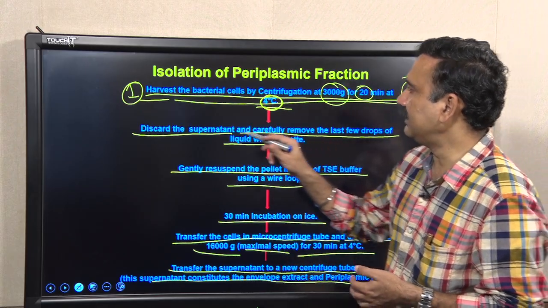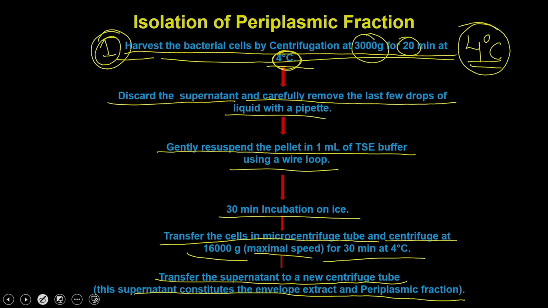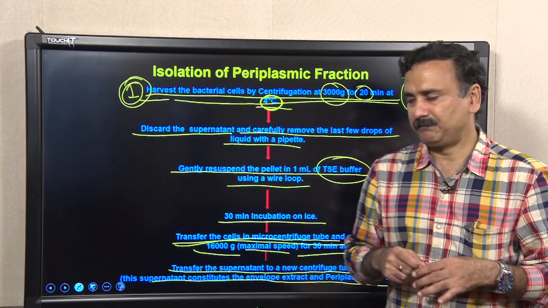So what you see is that first you have harvested the cells, then you have incubated the cells in TSE buffer, and that is good enough to give them a shock. Then you centrifuge that so that the supernatant contains the periplasmic fractions and the pellet contains the other part of the cell.